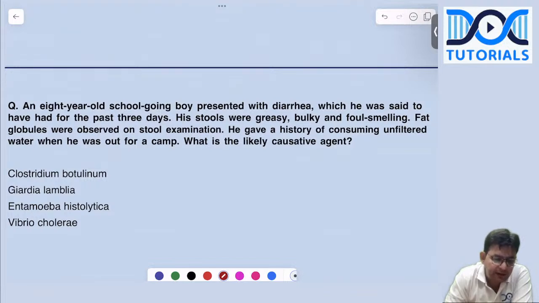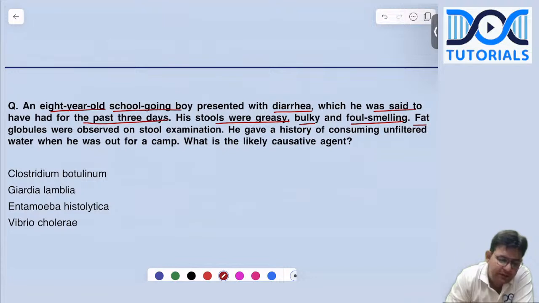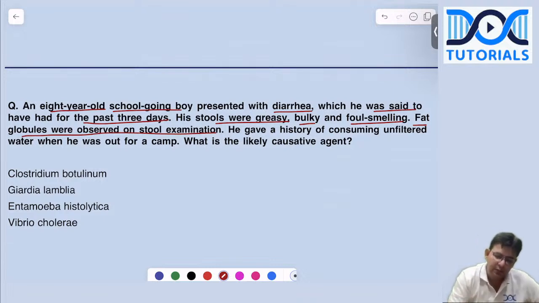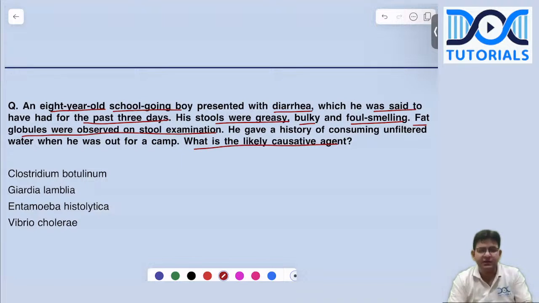Another easy one. An 8-year-old school-going child presents with diarrhea, which has been there for the past 3 days. Stools were greasy, bulky, foul smelling, sufficient hints. Fat globules were observed on the stool examination. He gave a history of consuming unfiltered water when he was out camping and hiking. This might all be there in the case scenario in the exam. What is the likely causative agent for this particular one? Yes, please tell me the answer in the comment section.